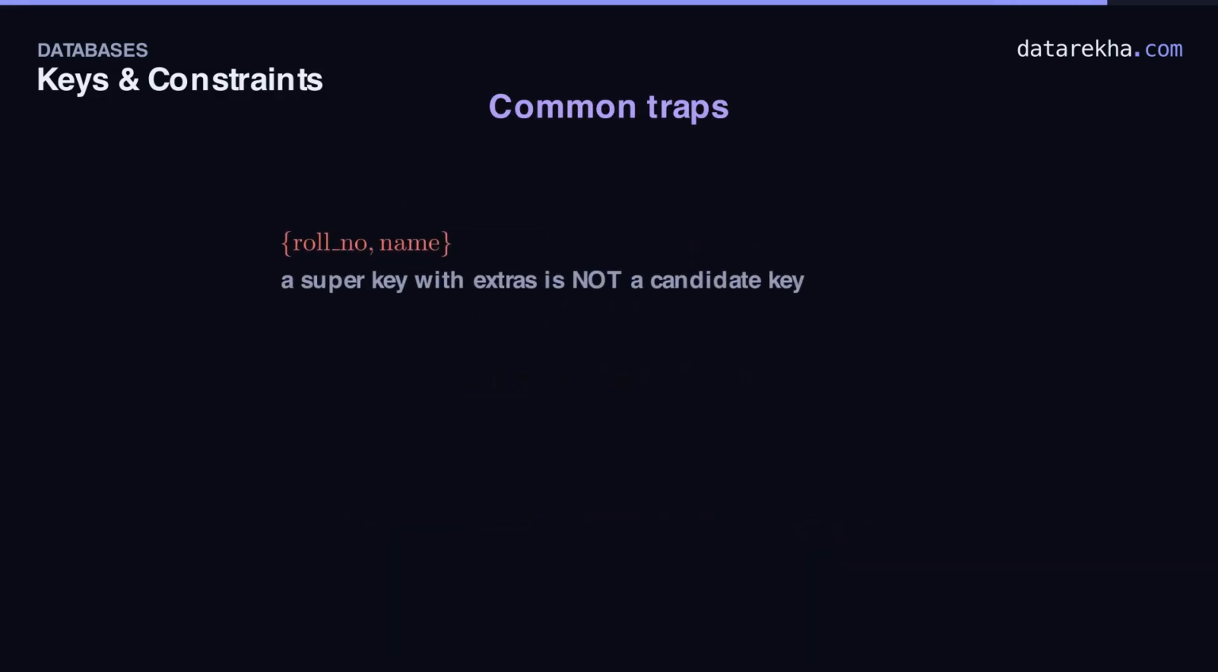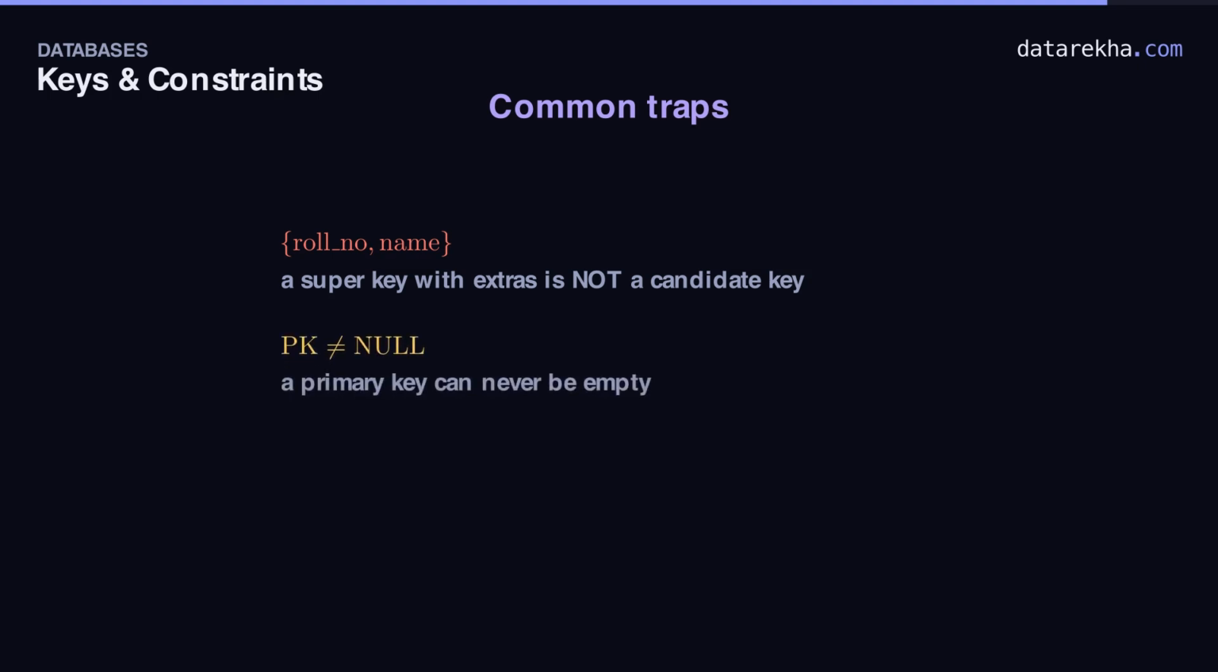Trap 1. And the big one. Minimality. A super key carrying spare columns is not a candidate key. Before you call anything a candidate key, remove each column in turn and ask, is what's left still unique? If yes, the one you removed was baggage and you did not have a candidate key.